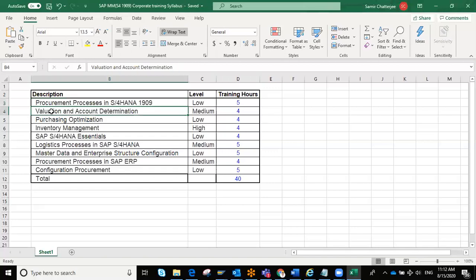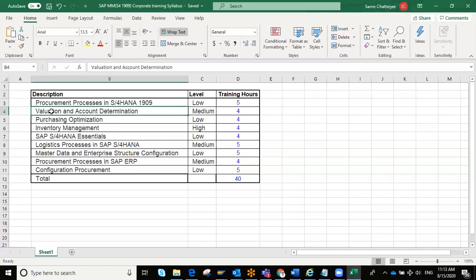Next is the valuation and account determinations. So as you know that a product has got two important parts in S4 HANA. One is the product quantity and second is the value. So how to do the automatic account determination of the value part of a product, material, components, article in procurement and sourcing domain, and how to create the entries through GL account, posting keys.